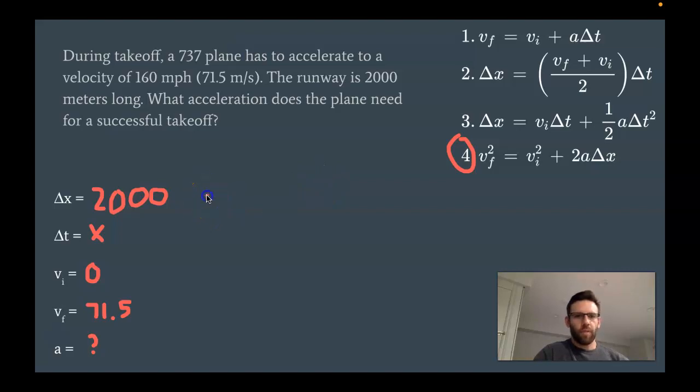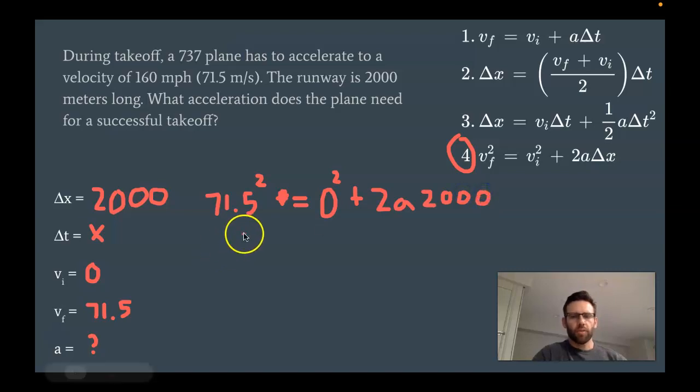So we have, if I plug in my numbers, I have 71.5 squared. Can't tell you how many students forget about the squared. And that's going to be, oh wait, we need an equal sign here. We have 0 squared, which just becomes 0. We don't have to worry about that later on. Again, nice little feature of initial velocity being 0. And then we have 2a times 2,000. Okay, I'll try to fill this in really quick.